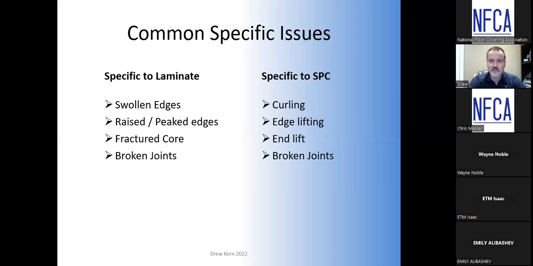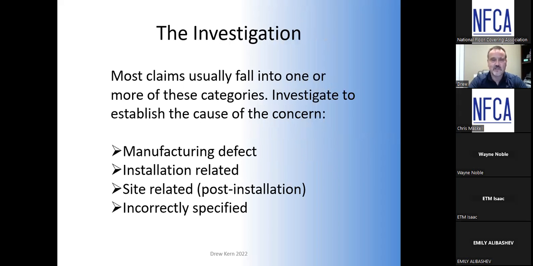Now, some issues that are specific to either laminate or SPC. SPC won't swell at the edges like laminate does. You get some raised and peaked corners, and we get these complaints with laminate. Fractured cores, broken joints. I did write broken joints over to the SPC side, but SPC, we might get some curling, some edge lifting, end lifting. That's all some form of curling. Movement. And on the other slide, I talked about the noise.